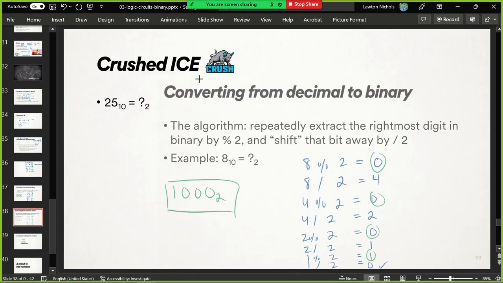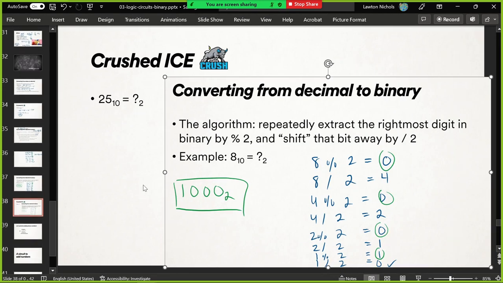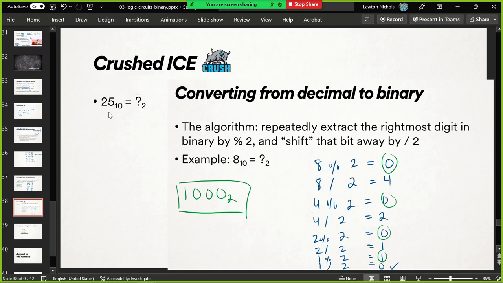I'll give you this slide, though. Try it for 25. Try it for the number 25, all right? And here's the process all over again. But starting with 25, extract all the bits of it, convert it to binary, all right? I'll give you another 2 minutes to try that. Please help each other and yell at me if you have any questions. Maybe it's been a while since we thought about remainders, but now we care a whole lot.